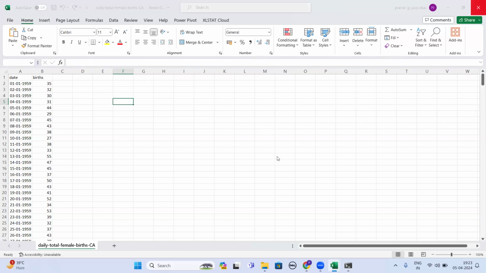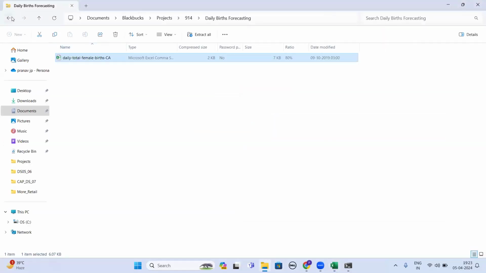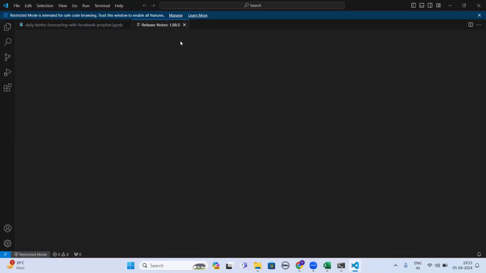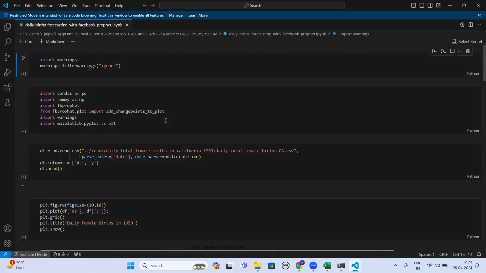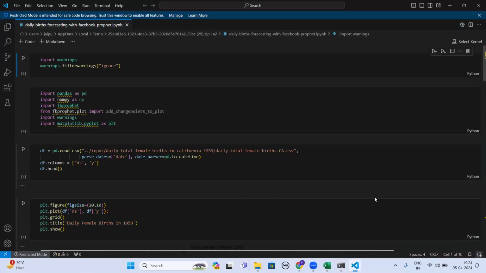And now after this type of data is done, the next portion is the Jupyter source file, or the Jupyter code file, that is available over here. So you can see that it is importing the data. You are getting this type of nature over here, right? And I think the data is seasonal. Let's decompose it.